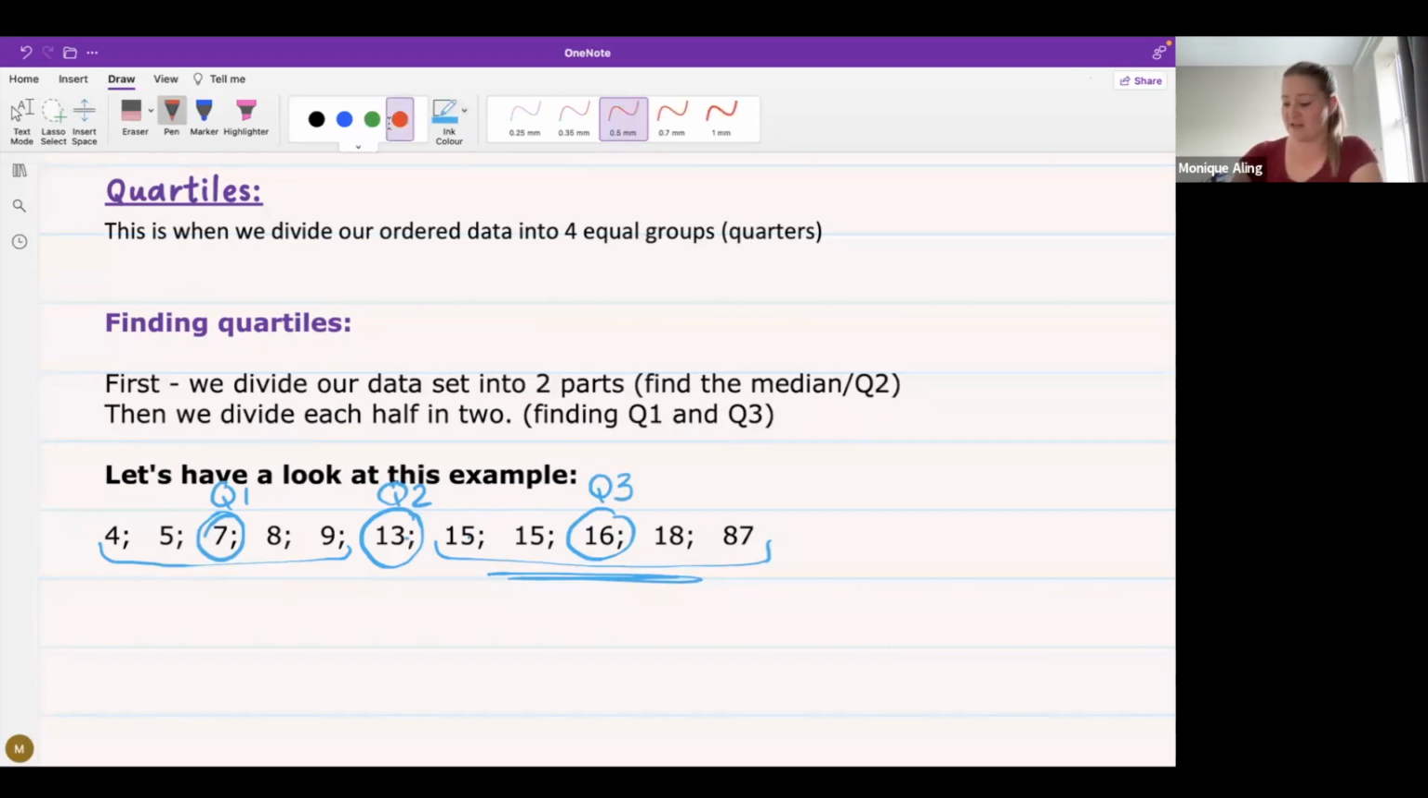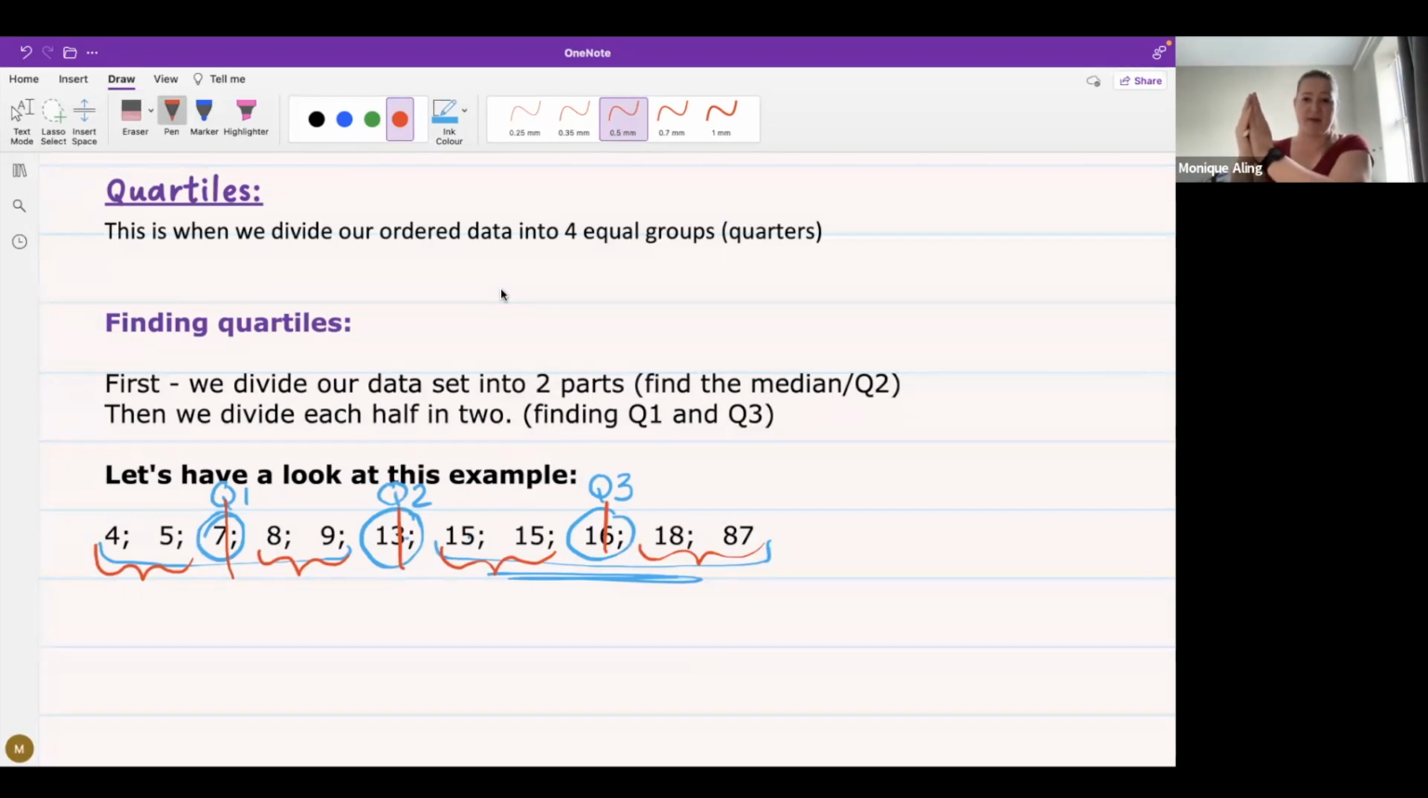So if you have a look at it, our data is divided into 4 equal parts. Each part has 2 numbers inside. Nice, okay, that is how you find your quartile. So it's basically like finding the median over and over again. So you find the median of the big data set. Then you go to that first half, you find the median again, the middle number. Then you go to the other side, find the middle number.